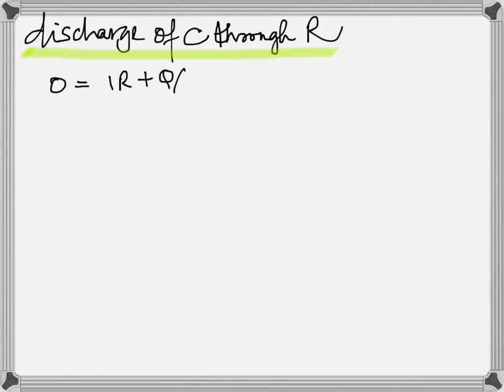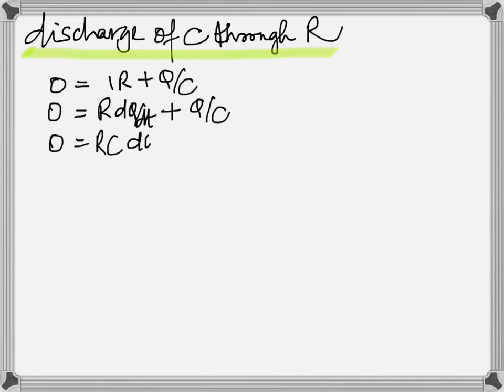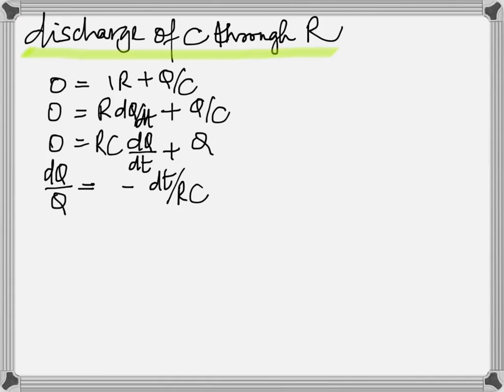Now, 0 is equal to IR plus Q by C. I, like I said, is dQ by dt, isn't it? So R dQ by dt plus Q by C. Get those RC together. Is that right? And rearrange to get dQ by Q on one side and minus dt by RC on the other side.